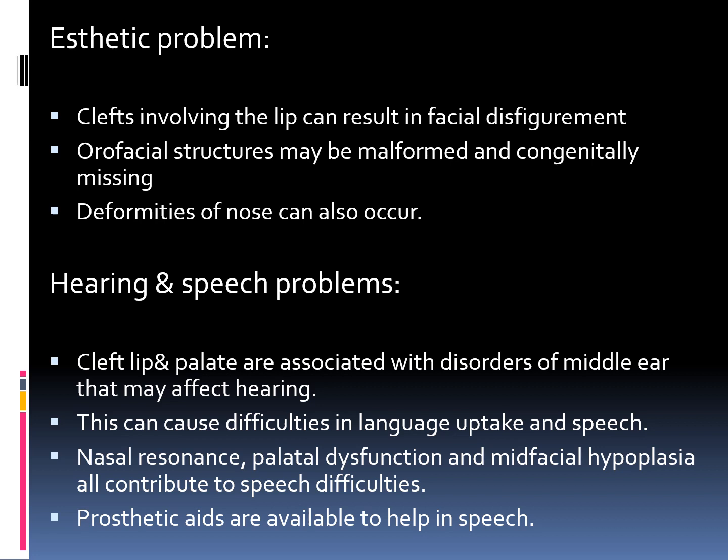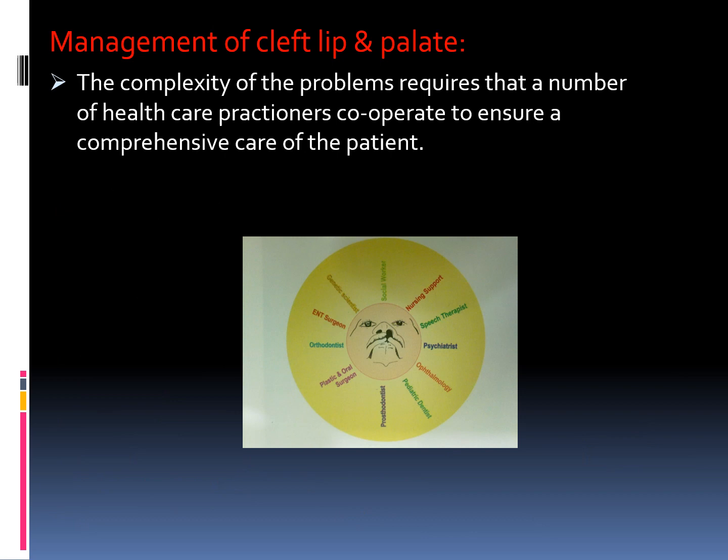Aesthetically, definitely there is a problem, right? It can lead to facial disfigurement. Orofacial structures may be malformed or congenitally missing, and sometimes, in an extreme case, you also see deformities of the nose. Hearing and speech are affected definitely. Cleft lip and palate are associated with middle ear infections that may affect the hearing. This can cause difficulty in language uptake and speech. Nasal resonance, palatal dysfunction, and midfacial hypoplasia all contribute to speech difficulties. Prosthetic aids are hence available to help in speech.